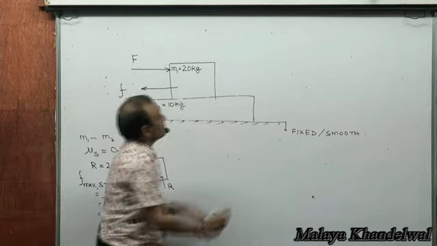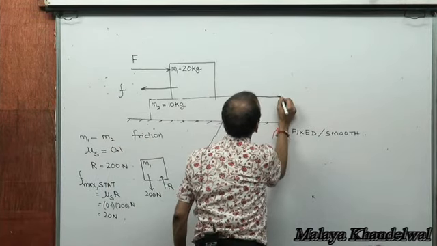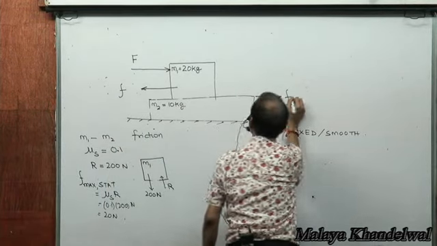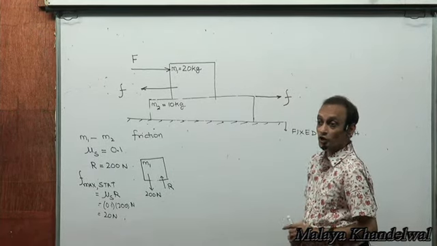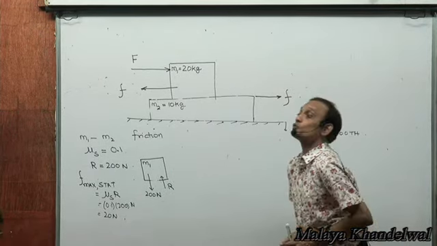M1 will exert on M2 a frictional force in this direction. If there is no relative motion between the two, this frictional force will be static. If there is relative motion between the two, this frictional force will be kinetic, right? Now for small values of capital F, there would be no relative motion between the two, and small f would be static in character.